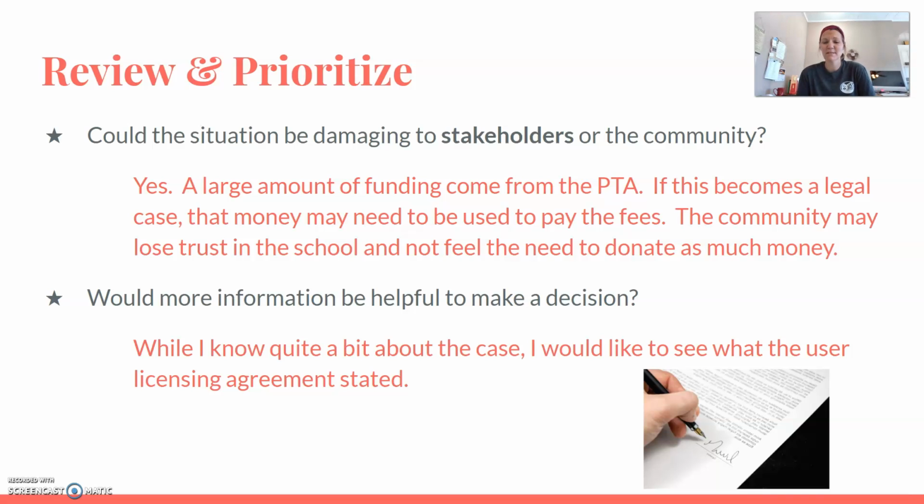So, could the situation be damaging to stakeholders or to the community? Absolutely. A large amount of the funding comes from the PTA. So, if this becomes a legal case, that money may be needed to be used to pay the fees. This could cause the community to lose trust in the school and to lose trust in Mr. Sample, who has worked so hard for it.